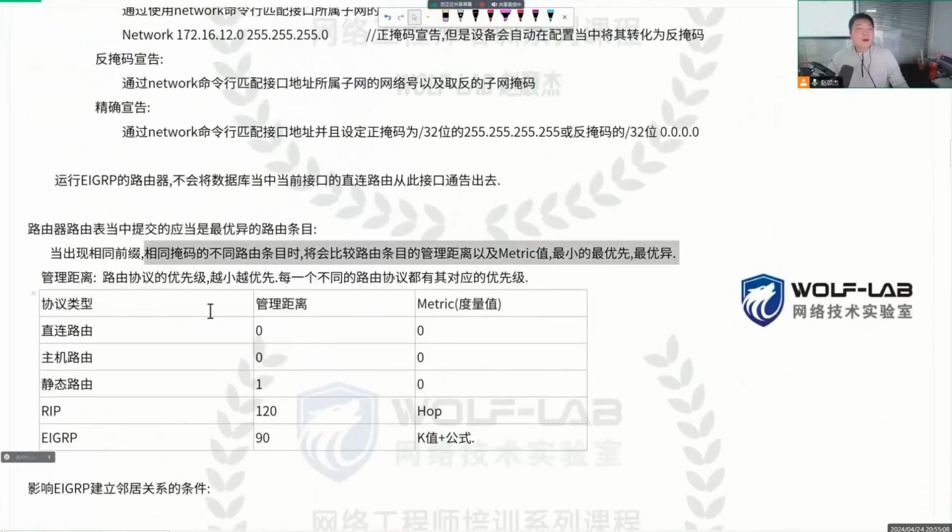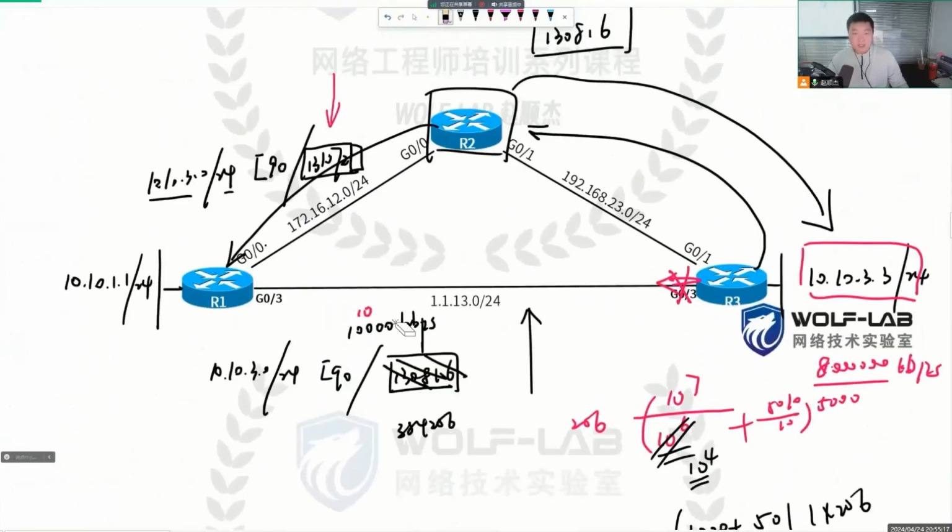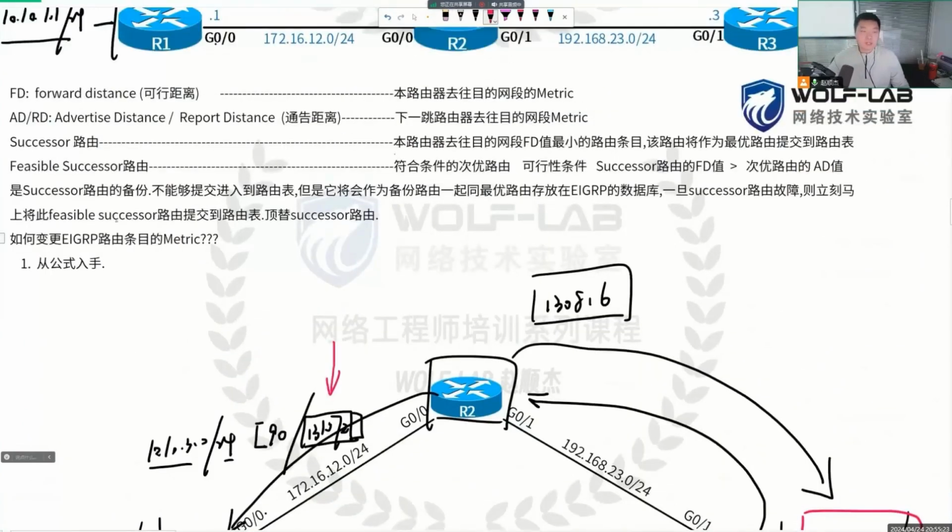Pay attention: in the router's routing table, we'll always only store the best route. Then compare administrative distance. Smaller administrative distance takes priority. If administrative distances are the same, compare the metric value. That was just the point.